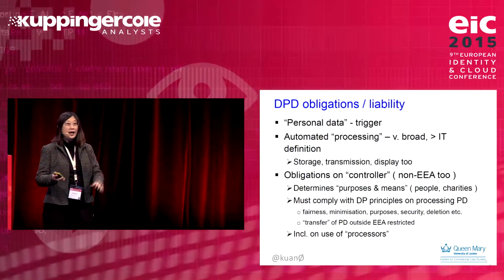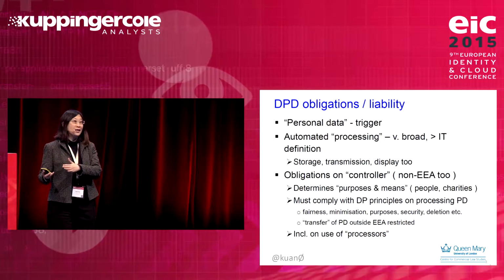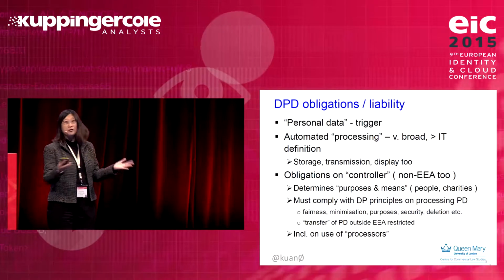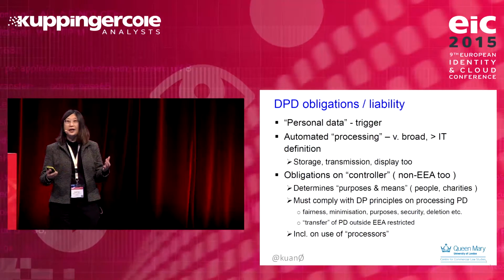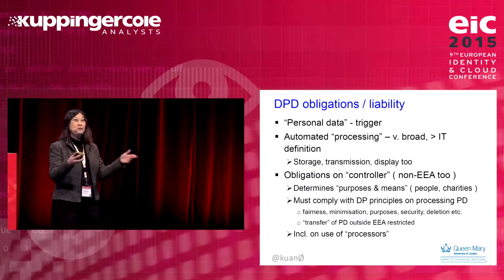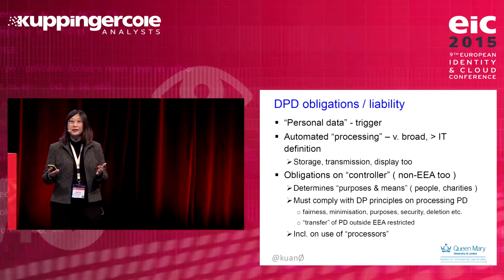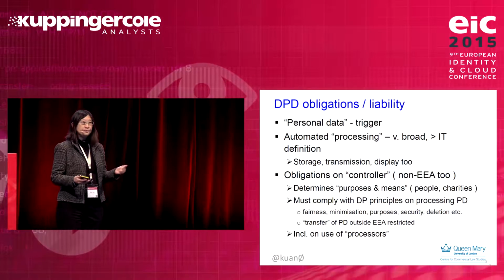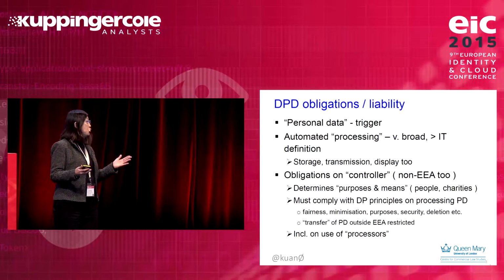Now, the obligations under the directive and the liability is based on the definition of personal data as a trigger. So if something is personal data, then the law applies. If it's not personal data, if it's anonymous data, the law does not apply. But the problem is it's actually quite hard sometimes to tell if something is personal data or not. So it applies to the automated processing of personal data, and that is a very broad concept. It's broader than the IT view of processing as computational operations. Pretty much anything that you can do with or to digital data is processing, and that includes mere storage, transmission, display, etc.